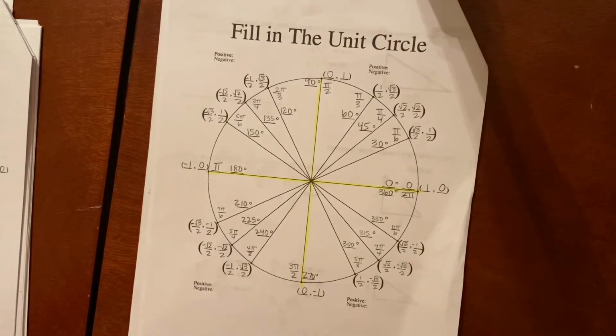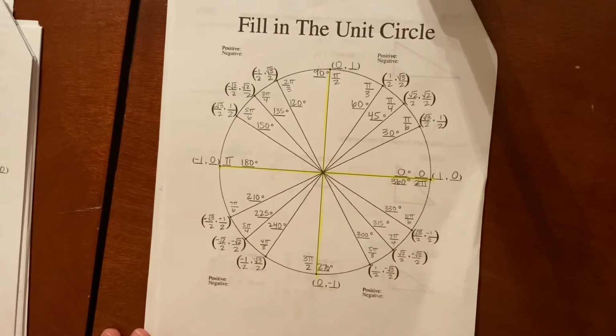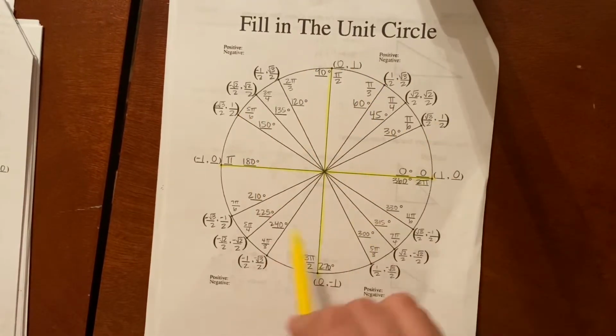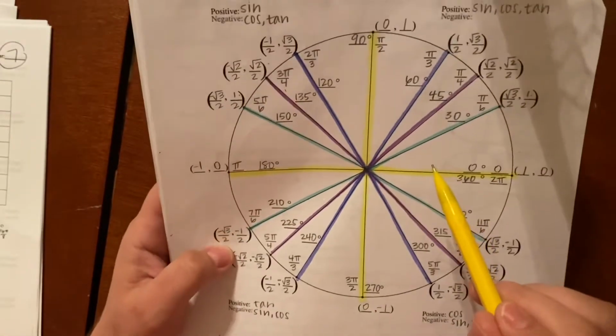Okay, in the do now, you should have checked your unit circle, made sure all of your coordinates are correct and your radians and degrees are correct. Also, I hope you color coded it so that the reference angles match.